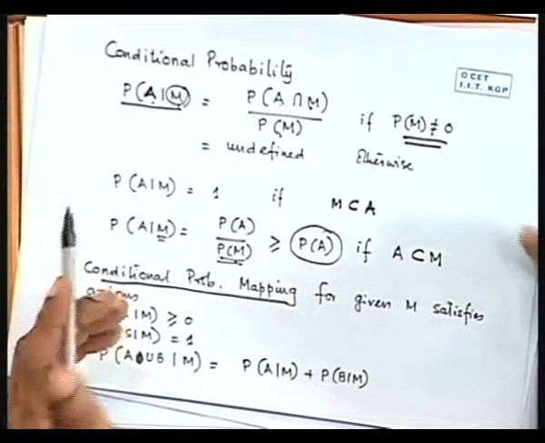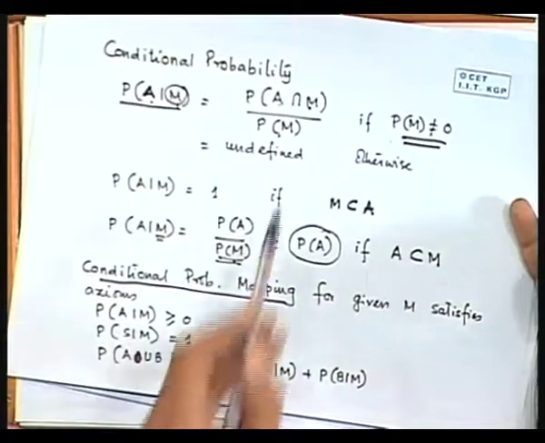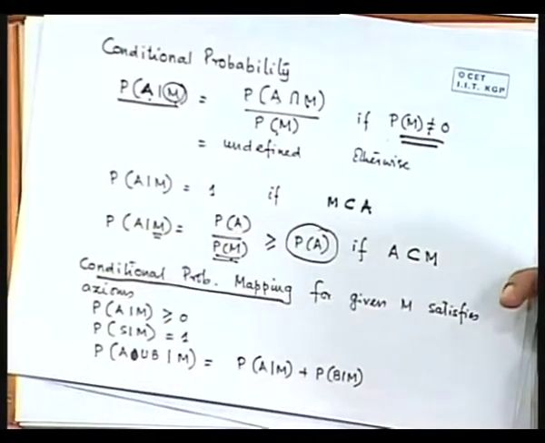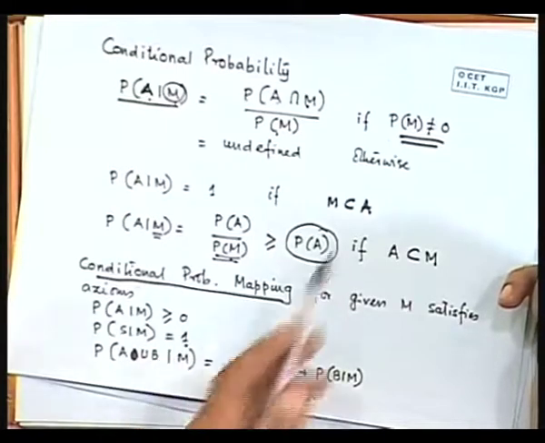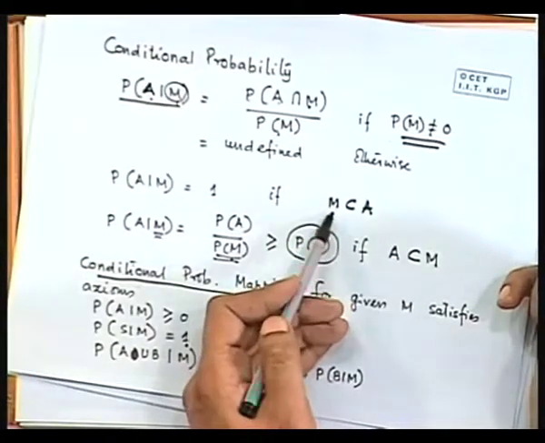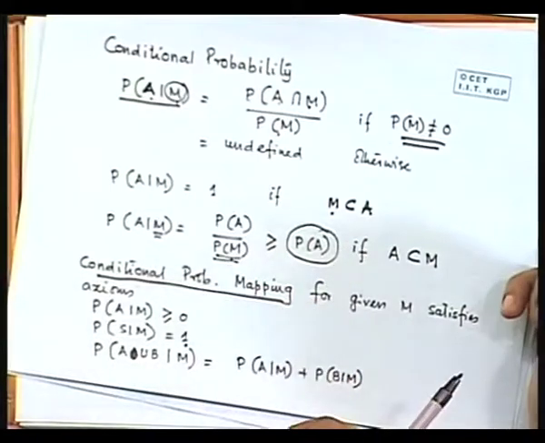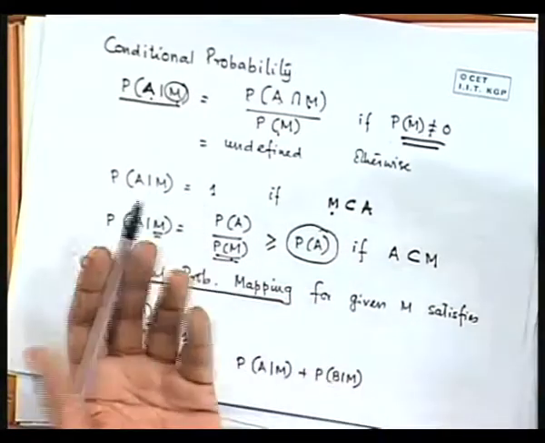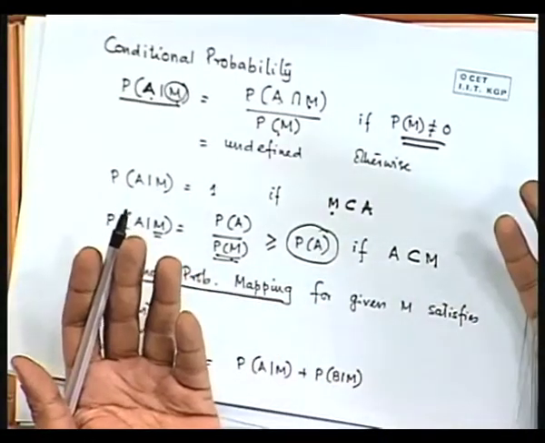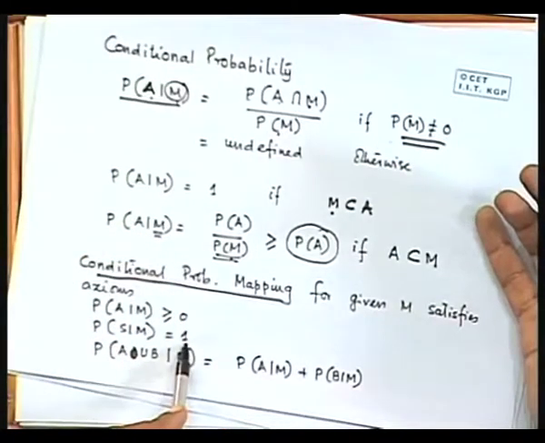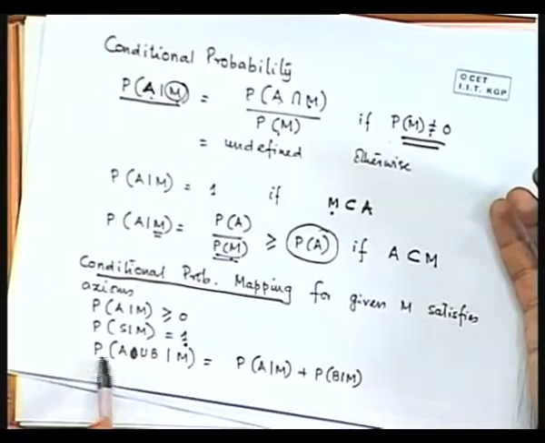So obviously probability of A given M is greater than or equal to 0. And probability of S given M is 1. Why? Because M will necessarily be a subset of S, whatever M is. So it is 1, and that is satisfied. And probability of A union B given M is probability of A given M plus probability of B given M.